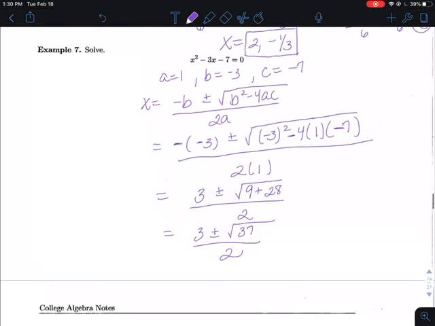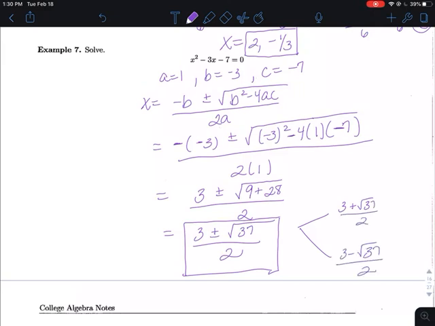And because you have that square root of 37, there's nothing that you could do. You don't have to split this apart. This should be good enough to put into my math lab because there should be a plus or minus symbol. If not, you will have to break it apart and do 3 plus the square root of 37 all over 2, and 3 minus the square root of 37 all over 2.